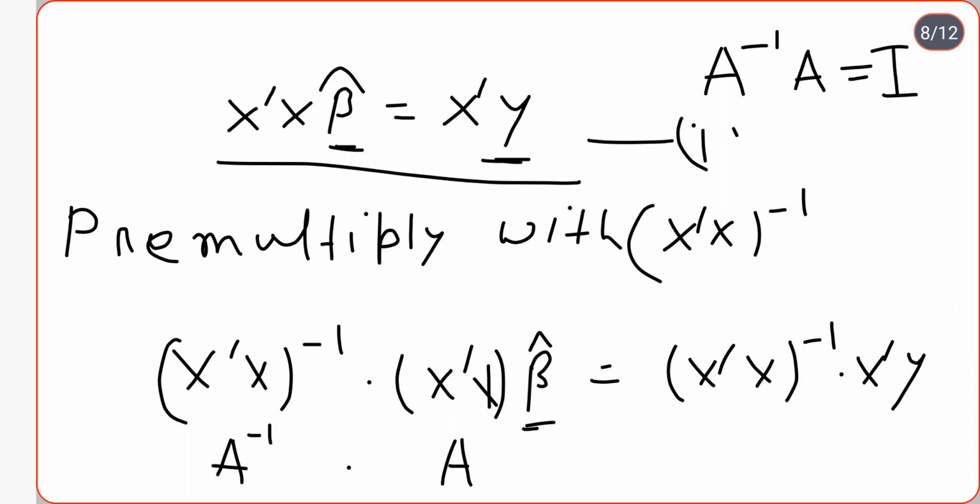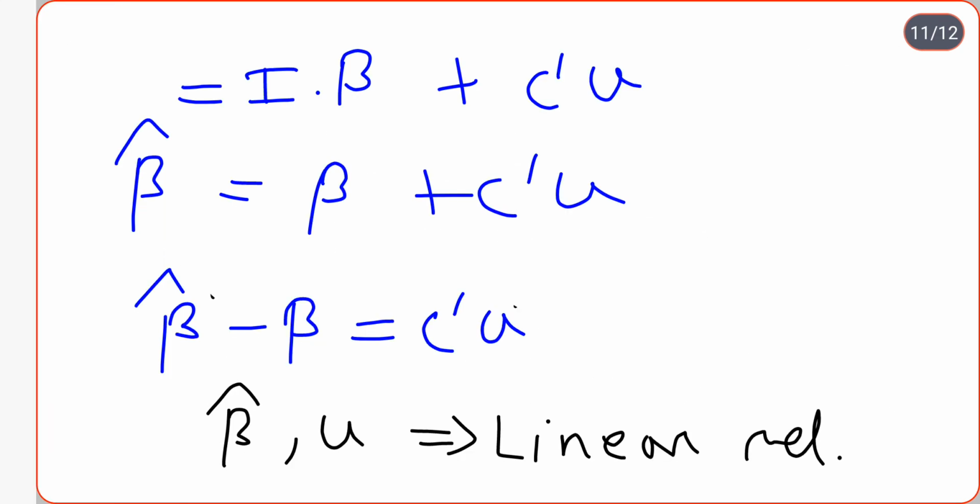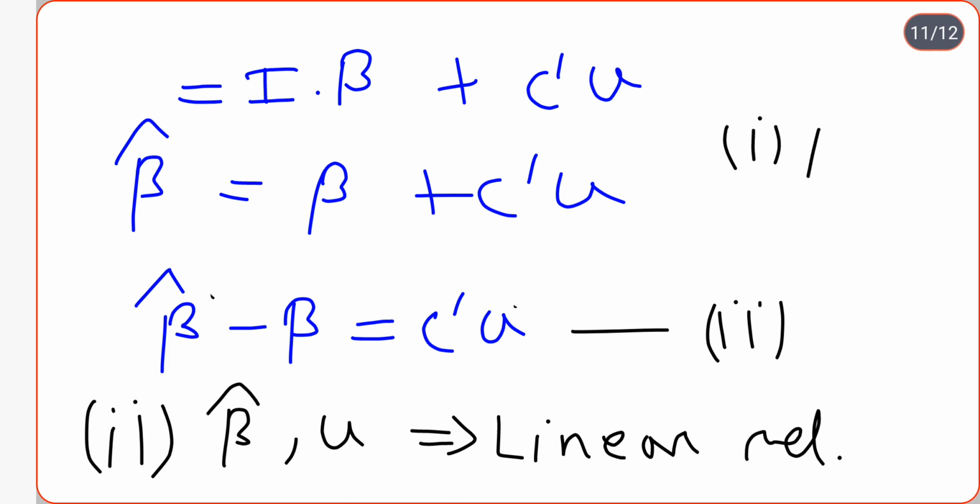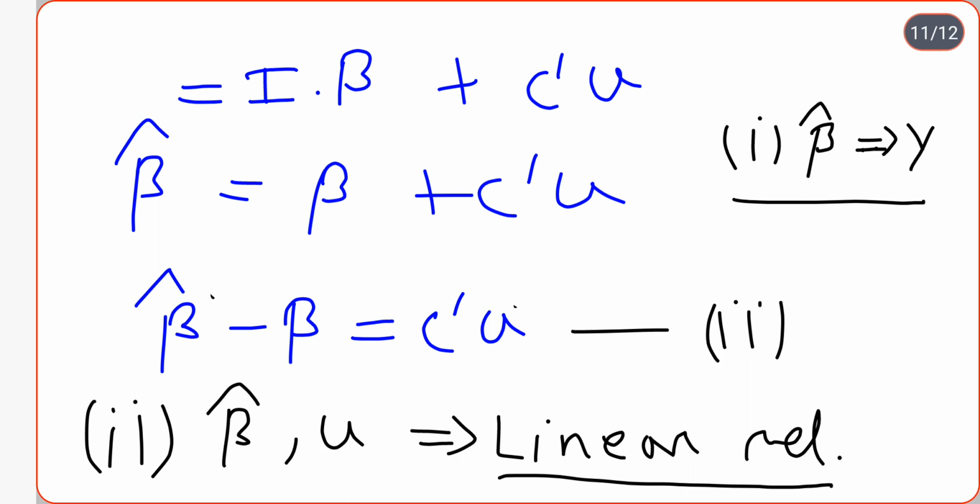Suppose this is our equation 1, and this is our equation 2. Equation 2 is telling us that beta hat is in a linear relationship with the vector of error terms u, and equation 1 is telling us that beta hat is in a linear relationship with y, the vector of the dependent variable. That is suggested from equation 1, and from equation 2 we get that beta hat and the error terms are linearly related. Okay, so that is the proof of linearity.